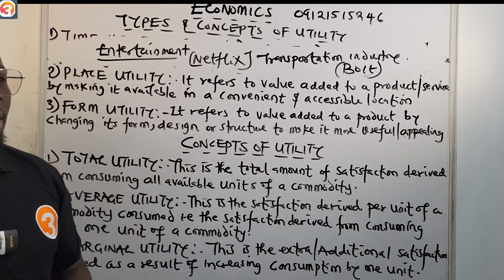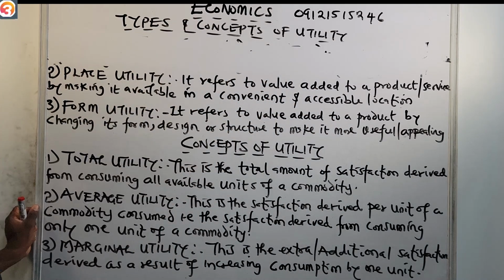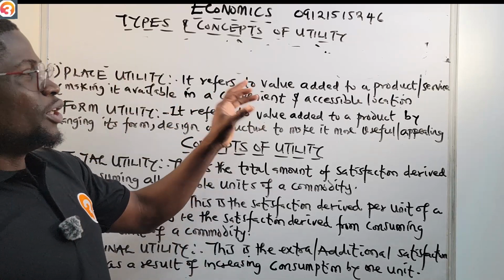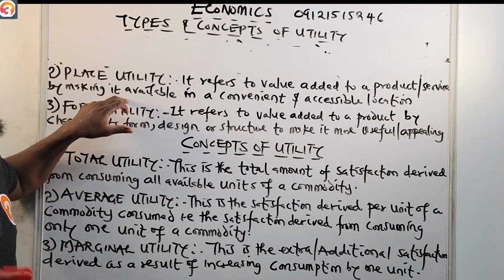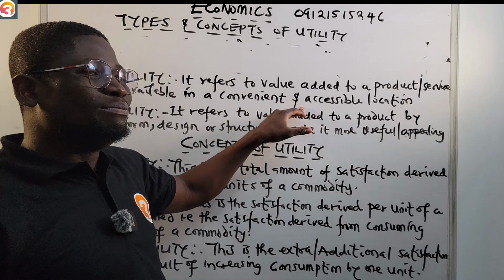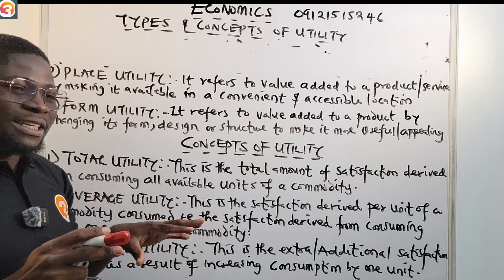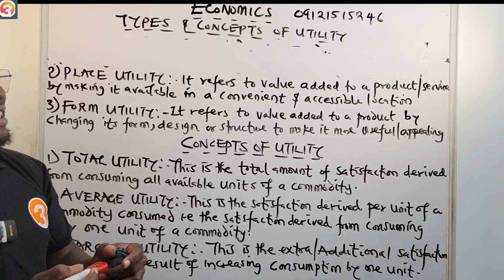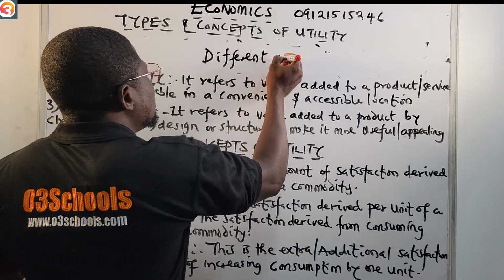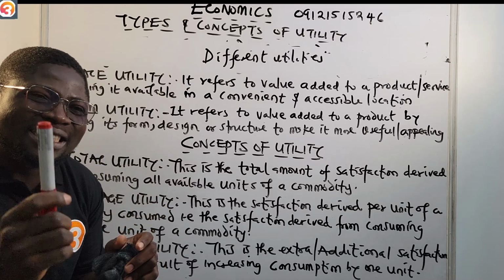Now, that will take us to place utility. You have taken a lot of time in time utility. Place utility refers to value added to a product or service by making it available in a convenient and accessible location. This goes to show that a commodity may have different utilities at different places.